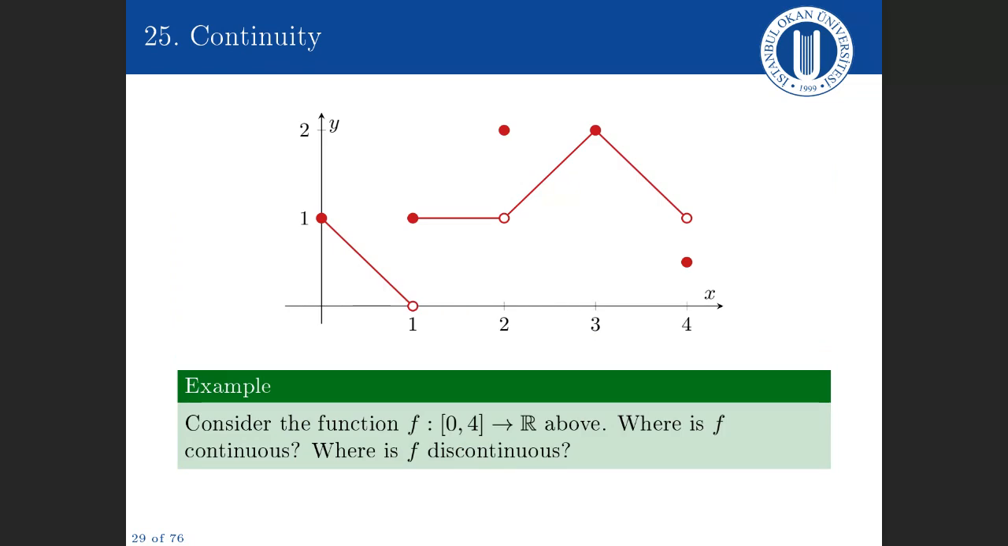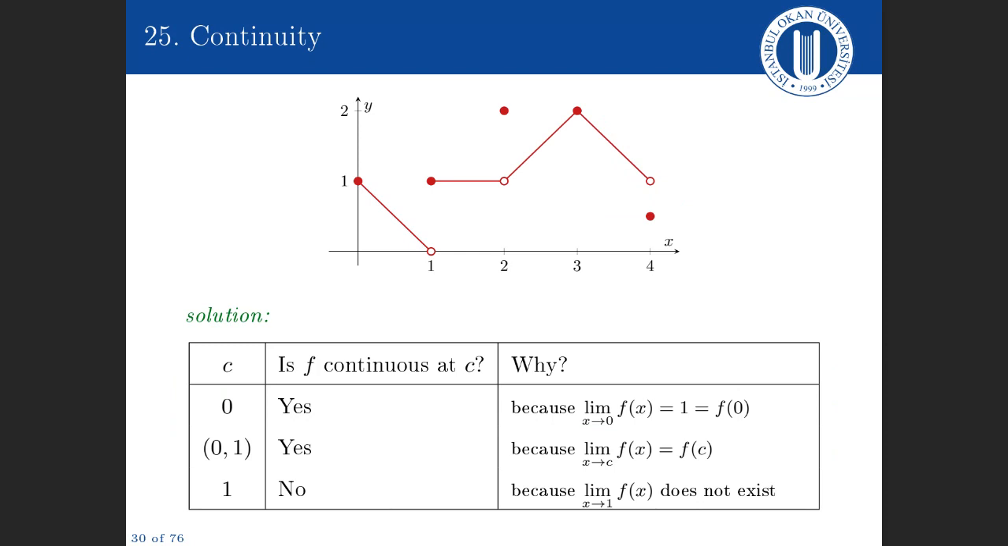So for example, have a look at this function. Consider the function f with domain the closed interval from 0 to 4, which has the graph drawn above. Where is this function continuous and where is it discontinuous? Well, first of all, at 0. Is the function continuous at 0? The answer is yes. Why? Because f of 0 exists. The limit as x tends to 0 of f of x exists. And both of these numbers are equal to 1.